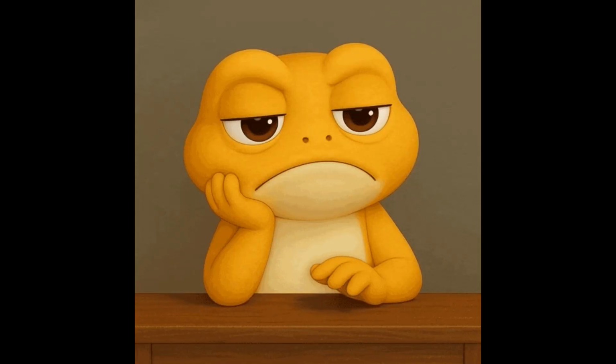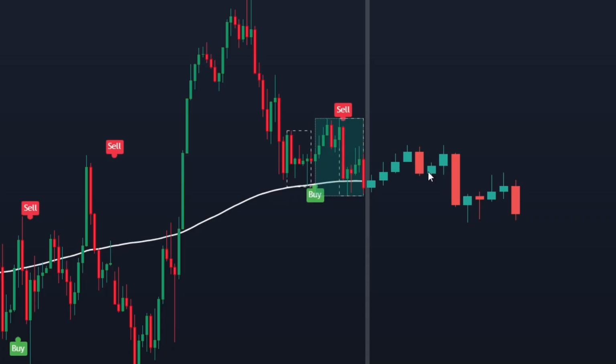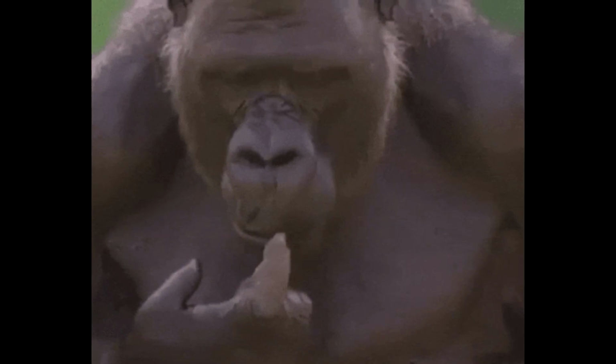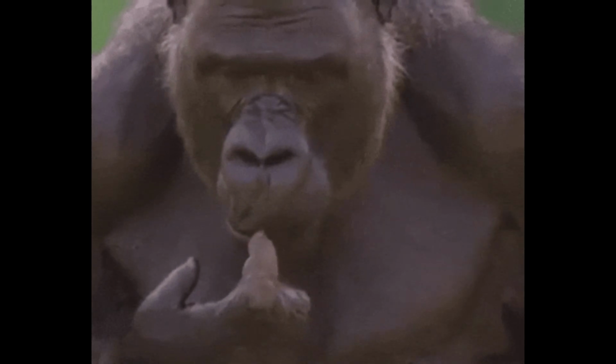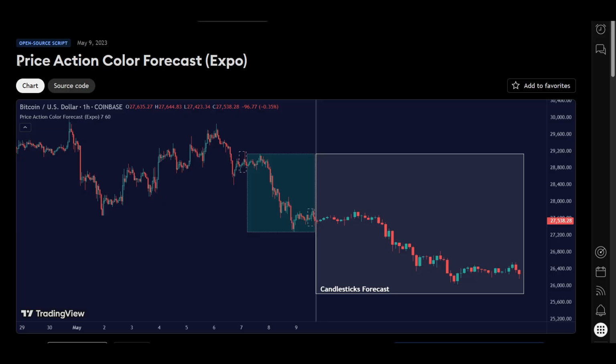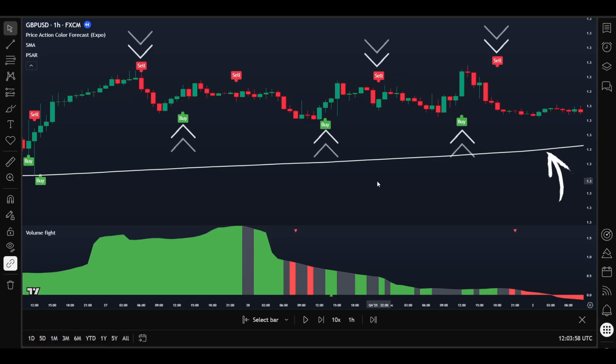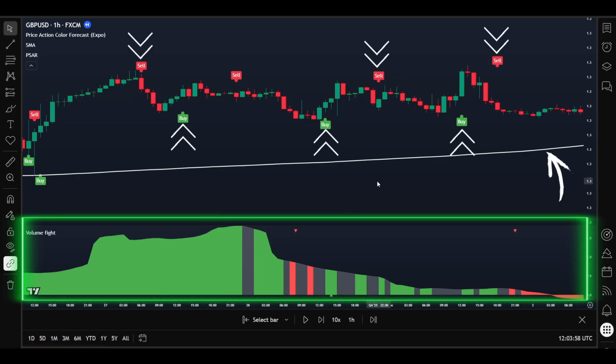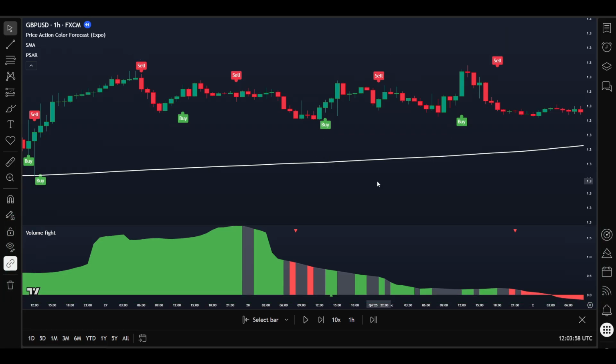Give me a few minutes and I'll show you a clean, rules-based way to use projected price action without guessing or overconfidence. We'll use Price Action Color Forecast to map potential future movement, then filter those projections using trend, momentum, and volume so we only act when conditions are aligned. The goal here is not prediction, it's confirmation.